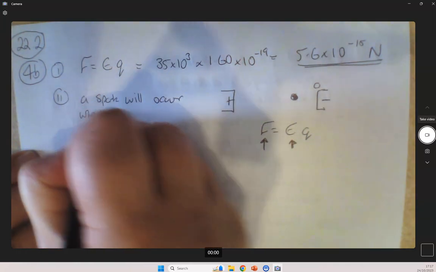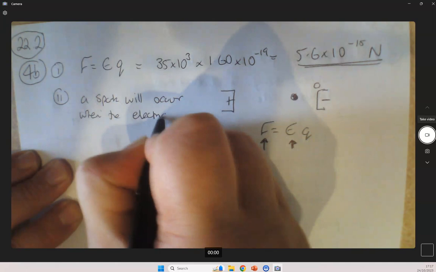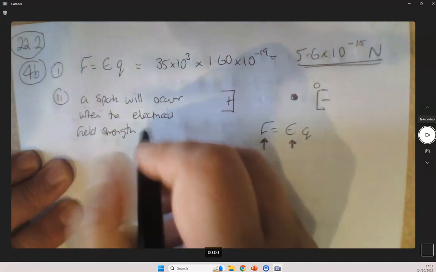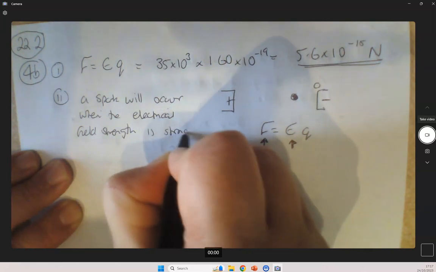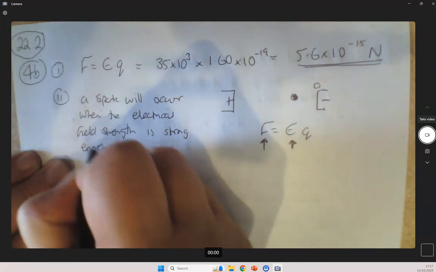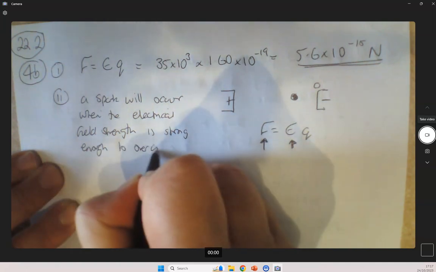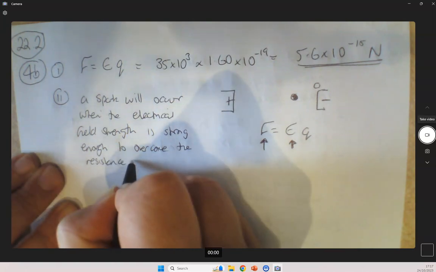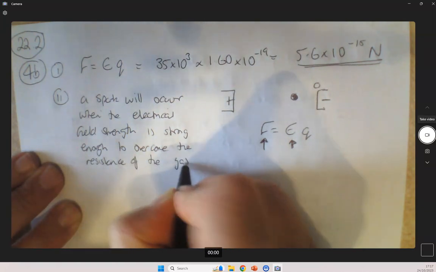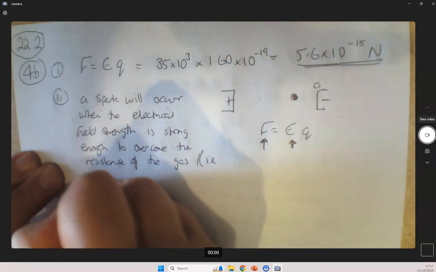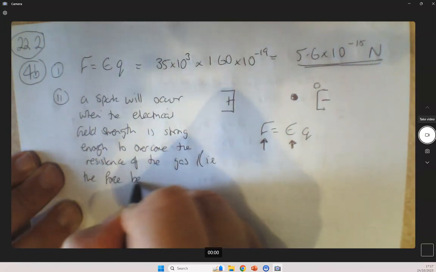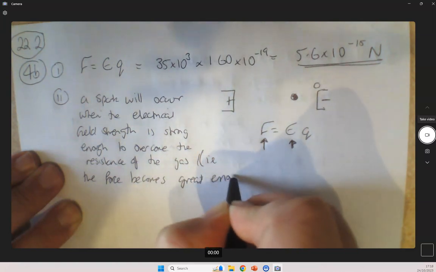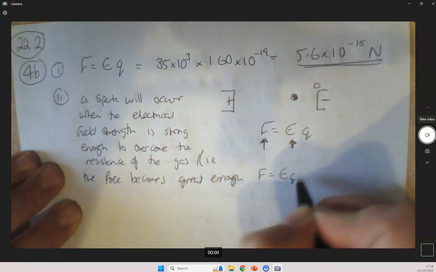when the electrical field strength is strong enough to overcome the resistance of the material, of the gas, i.e. the force becomes great enough. F is equal to EQ.